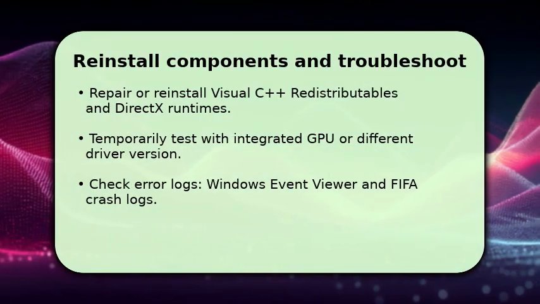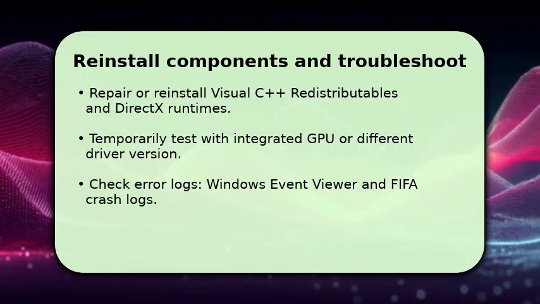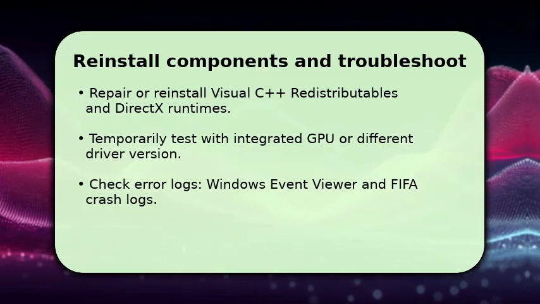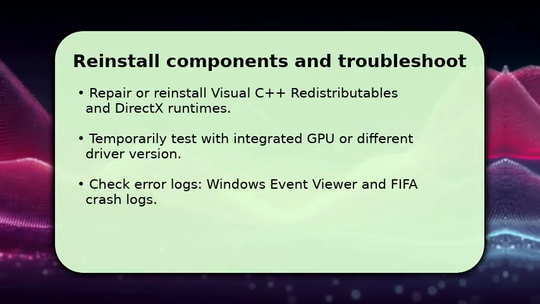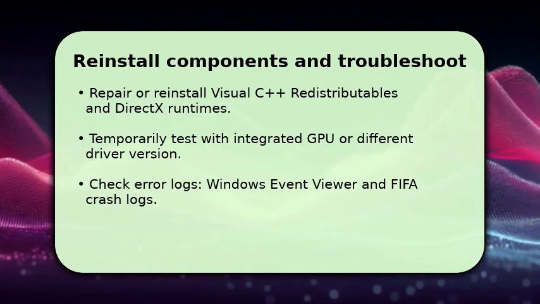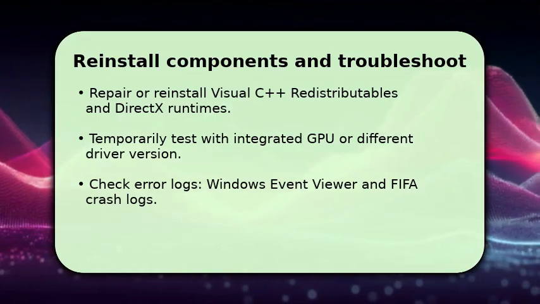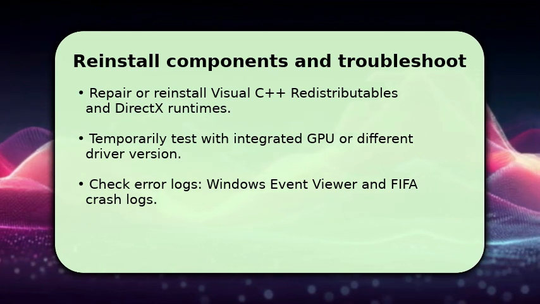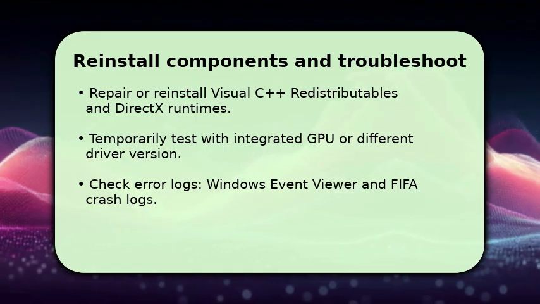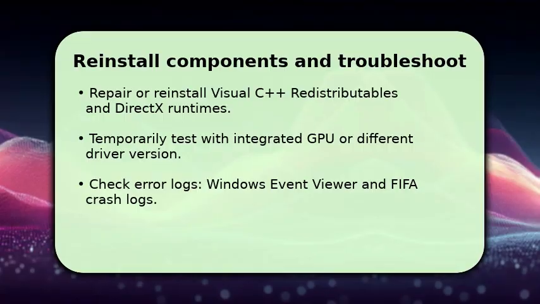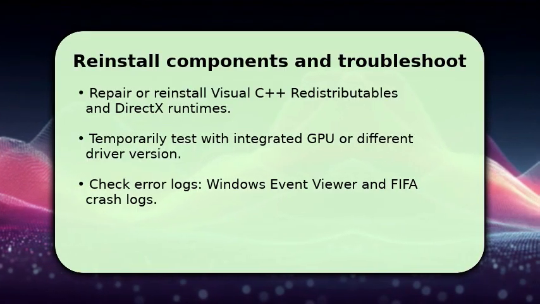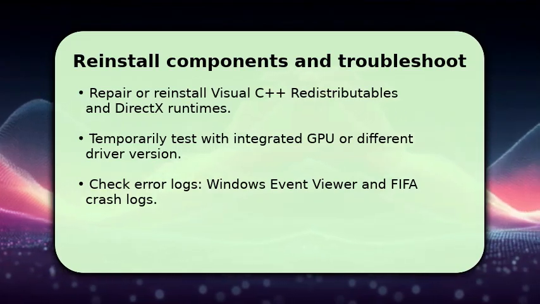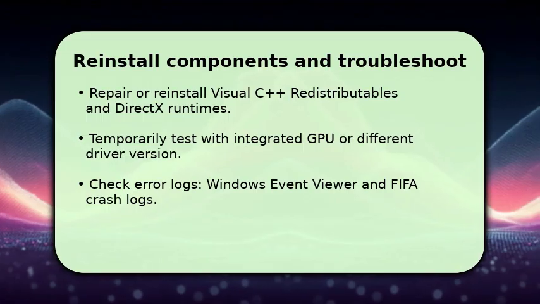Finish by repairing core libraries and isolating the fault. Use Programs and Features to repair or reinstall Visual C++ redistributables, and run the DirectX End-User Runtime installer to restore missing DLLs. If the error persists, temporarily switch to the integrated GPU or roll back drivers to a previously stable version to narrow whether it's driver-related. Make sure to inspect Windows Event Viewer and FIFA crash logs for specific DirectX function names. This points to precise files to replace or settings to tweak. If needed, try a clean game reinstall.